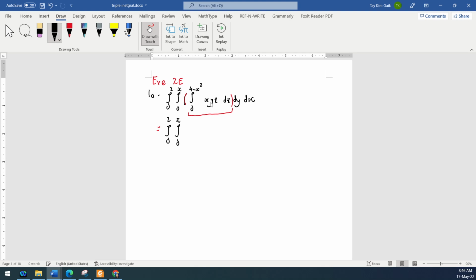Okay, so when you integrate with respect to z, x and y are constant. X and y are constant, so you can factor out x and y, because they are in product form, x multiply y multiply z. So when you integrate with respect to z, x and y are constant, you can factor them out. Then you integrate with respect to z only. This is z dz, and then dy dx.